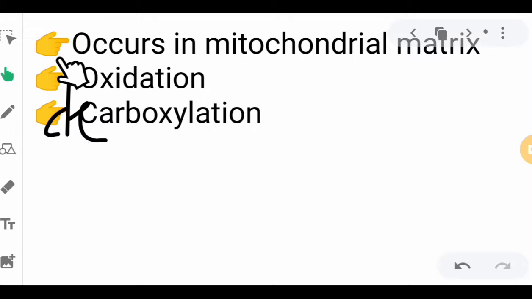The citric acid cycle occurs in the mitochondrial matrix, and we will have the process of oxidation, in which it will produce the reduced forms of nicotinamide adenine dinucleotide and flavin adenine dinucleotide. You will encounter that in 4 of the 8 steps.